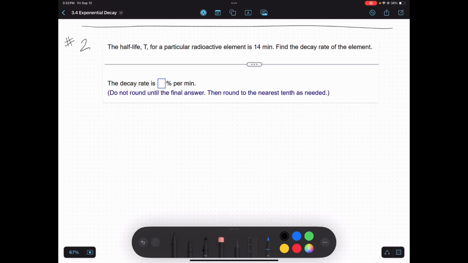Okay, let's look at some examples from the 3.4 homework. And I'm going to start with number 2. Number 2 obviously is talking about half-life. So we have a particular radioactive element whose half-life is 14 minutes.